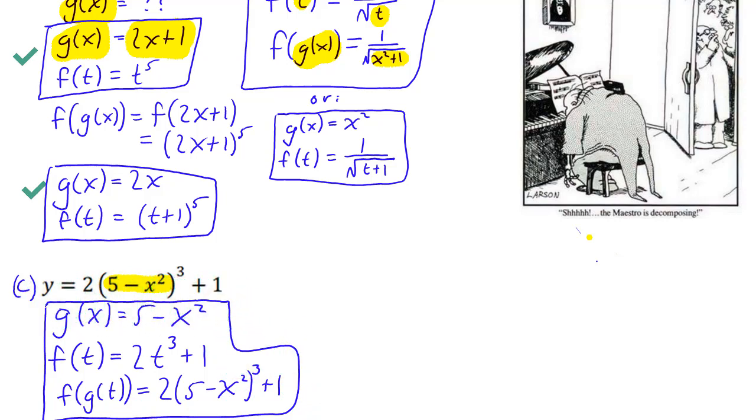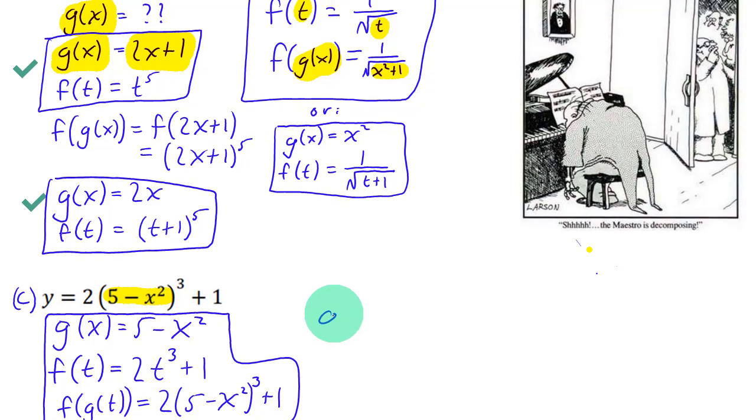Okay, now this one actually has a few other ways you could do it too, because there's kind of layers. This function is like an onion with a lot of layers on it. So you could decide where you want the boundary, like where's the inside of the onion, where do you draw the boundary between g and f? You could make g of x just be the x squared part. And say g of x is x squared, and you could say f of t is 2 times 5 minus t cubed plus 1. That would work.